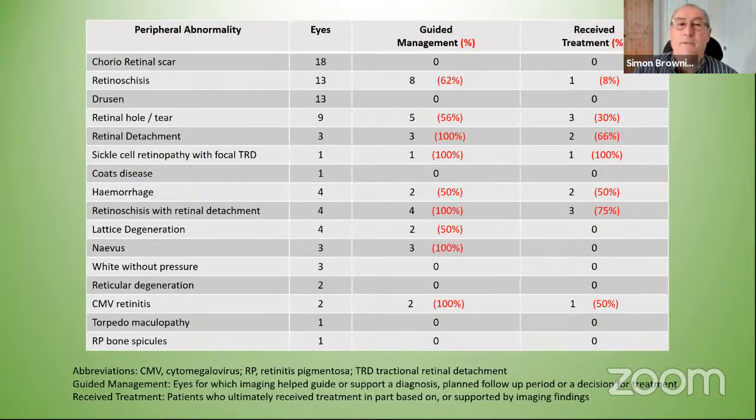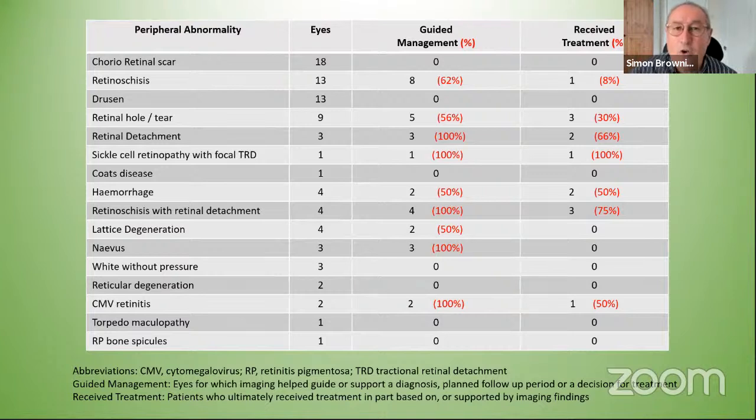Now, in this paper they published, they were asking, does peripheral OCT help in the management of a patient? And you can see here, if we look at 13 patients they saw with retinoschisis, in 8 of those patients, 62% of the patients seen, the use of peripheral OCT guided the management of that patient. 62%, 8 patients out of the 13. And as a result of that additional information, 1 patient achieved treatments they wouldn't otherwise have received.